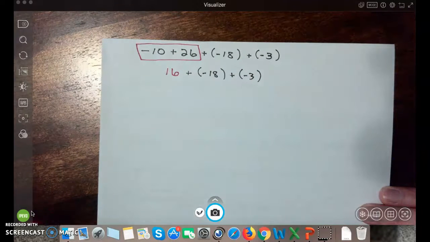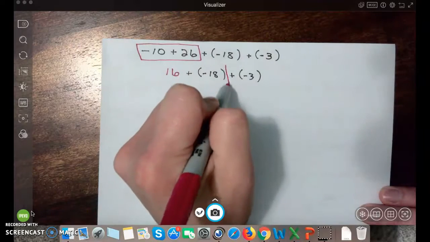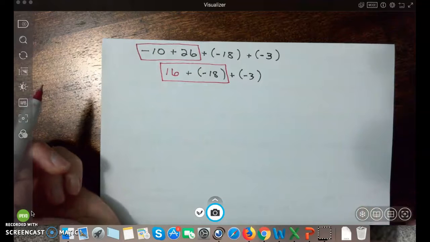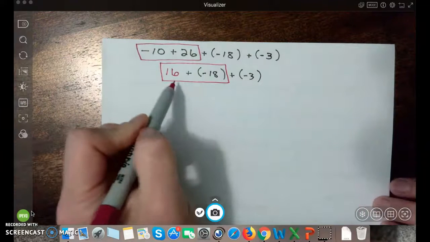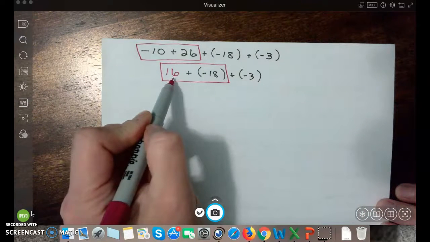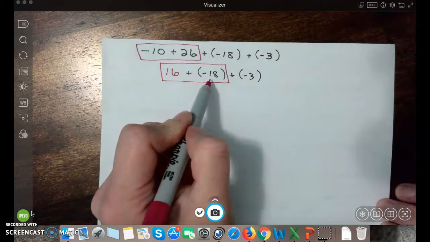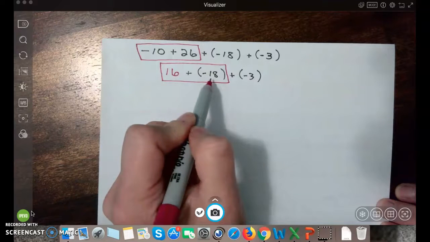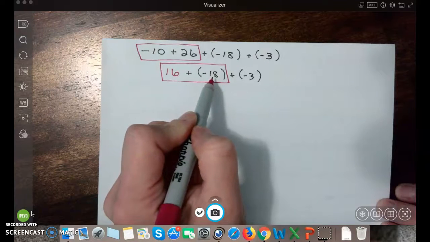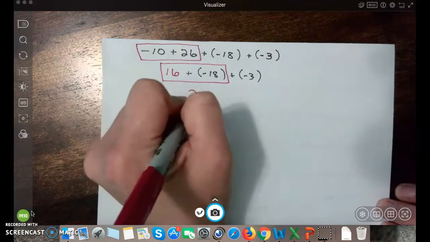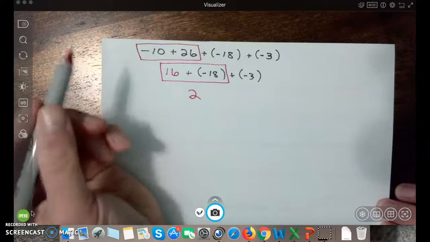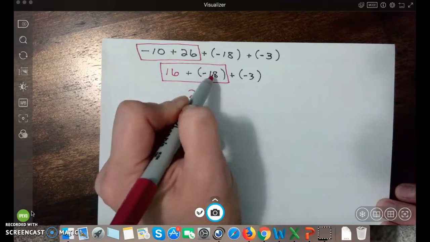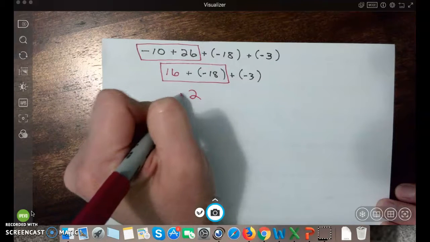Now I'm going to add the next two numbers in my problem, leaving that plus a -3 for the last step. So using my rules for this 16 plus a -18, again, my signs are different. One's a positive number, one's a negative number, which means I'm subtracting 18 minus 16 to give me 2. And because my negative number is the bigger number, it's going to stay negative.